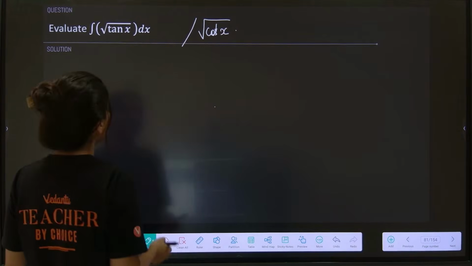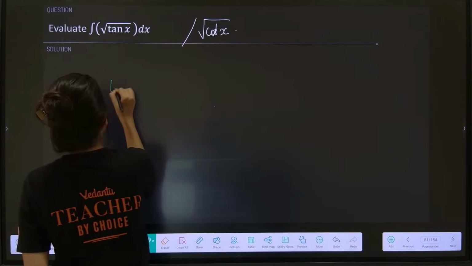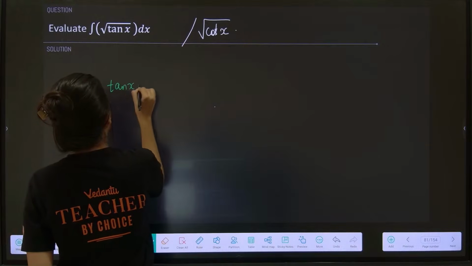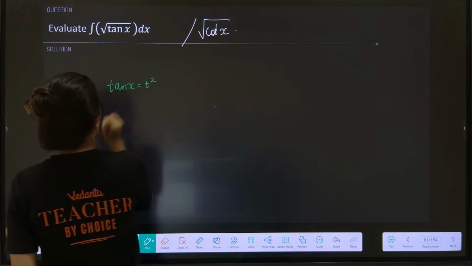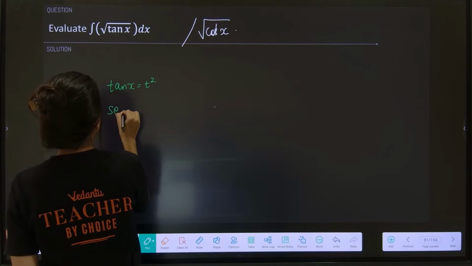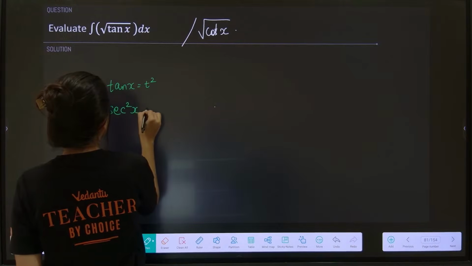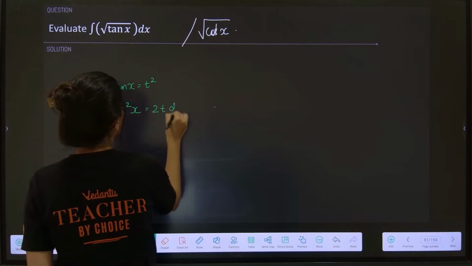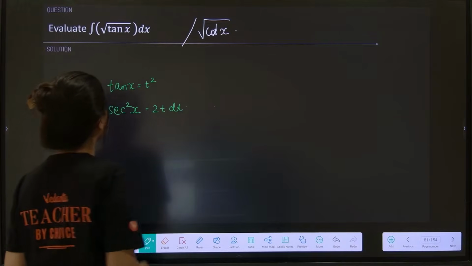Okay, which is what? So just put tan x equals t square. So tan x equals t square, correct? Now sec square x equals 2t dt dx.